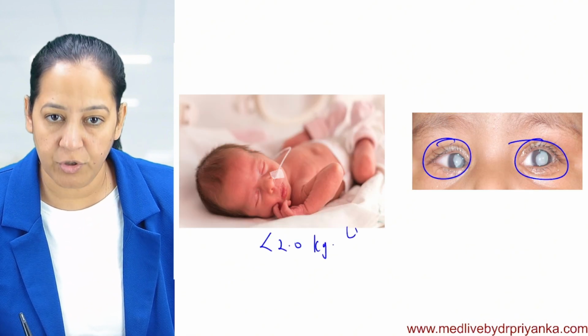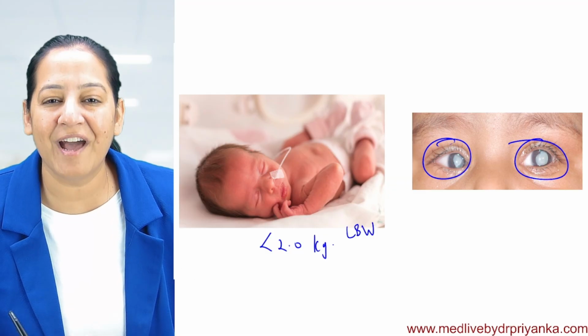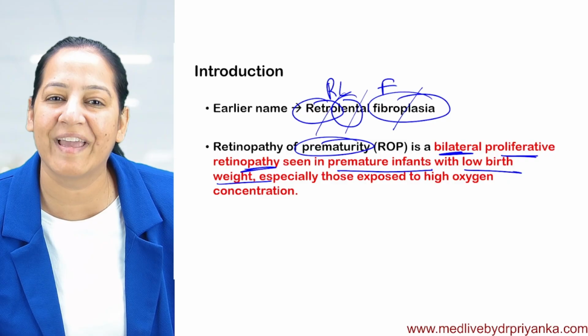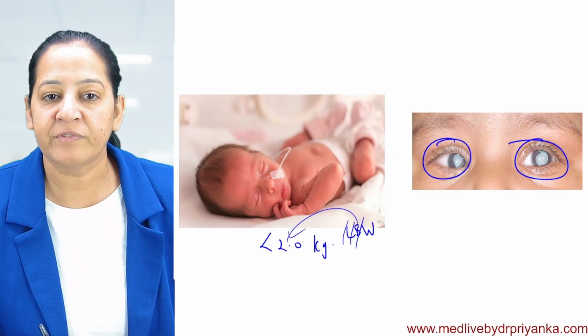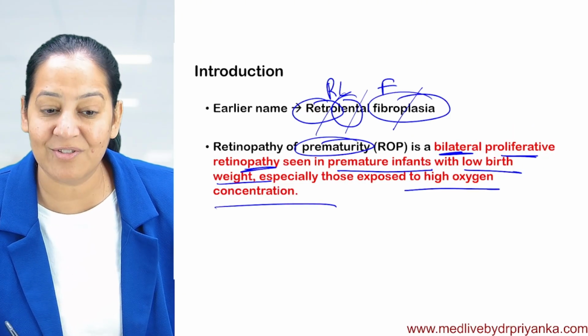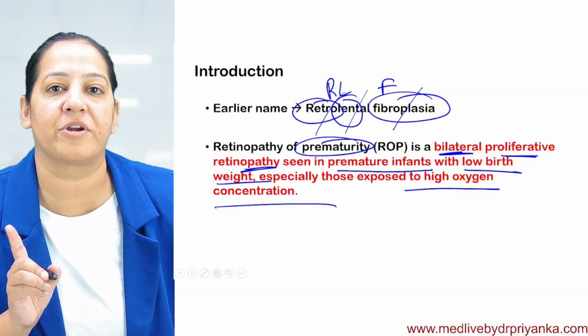They are LBW. You have studied LBW, I taught you LBW in community medicine. So they are low birth weight newborns. Their birth weight is less than 2 kg and they are premature. And because they are premature, they are exposed to high concentration of oxygen in the incubators after their birth. And that is the most important risk factor.